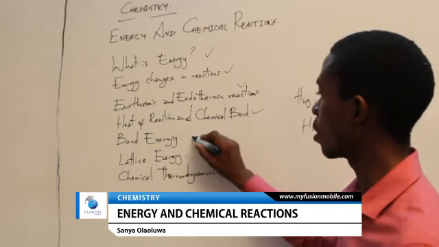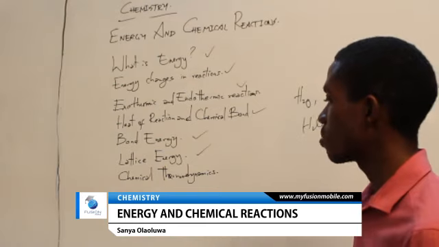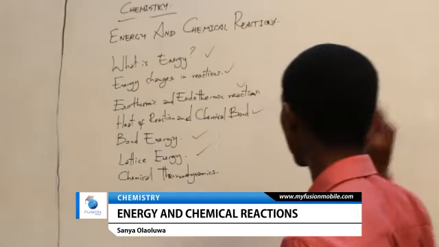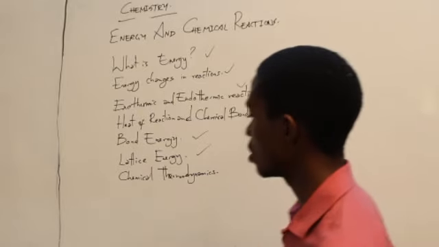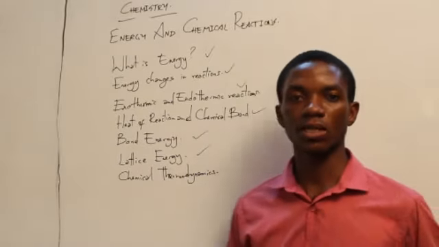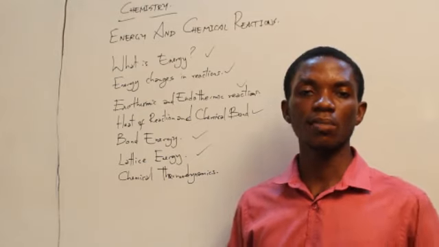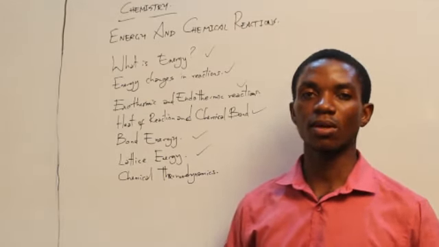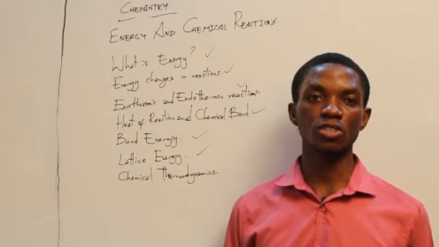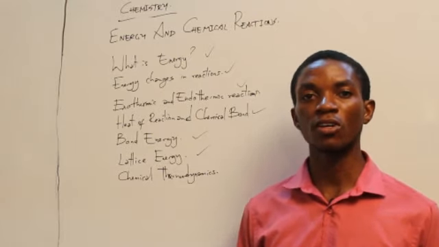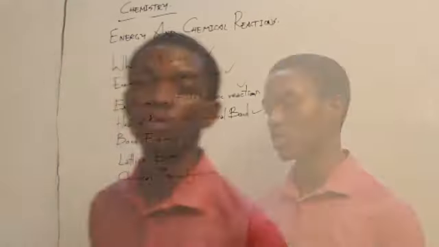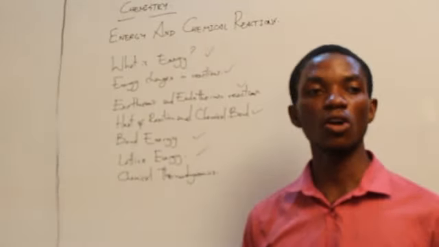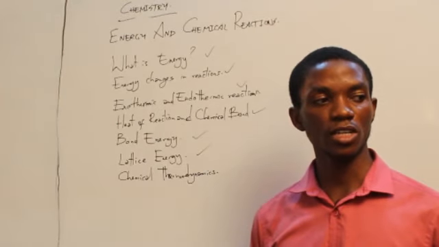But let's take a closer look at chemical thermodynamics. So when we talk about chemical thermodynamics, what do we mean? Thermodynamics talks about the movement of heat. In chemical thermodynamics, we have a couple of laws. The first law is the first law of thermodynamics, also known as the law of conservation of energy.